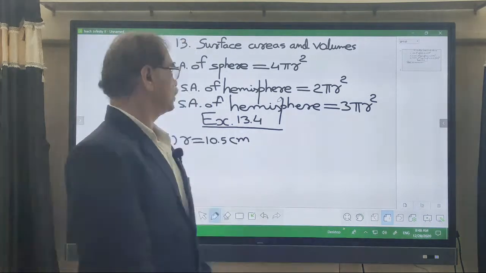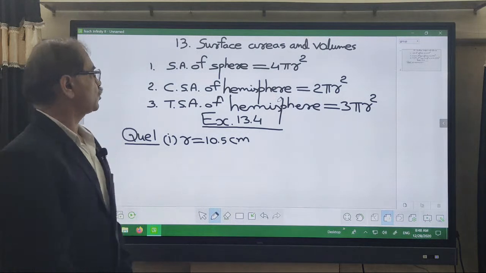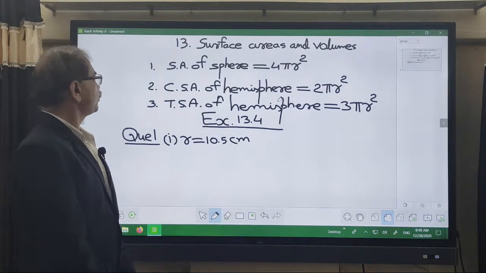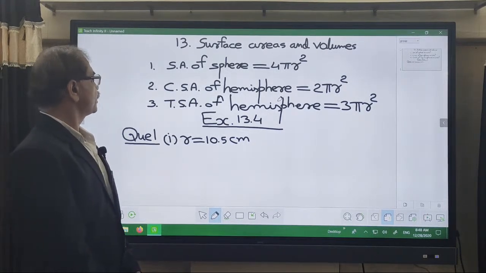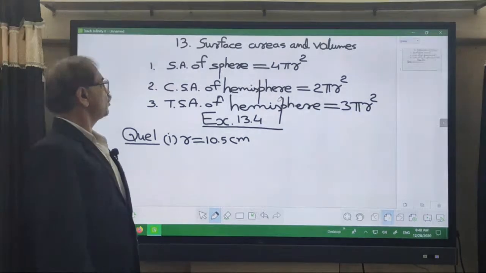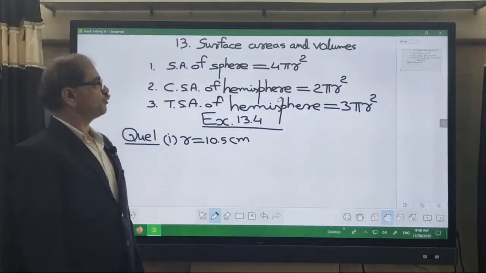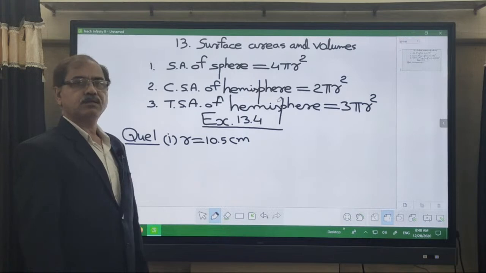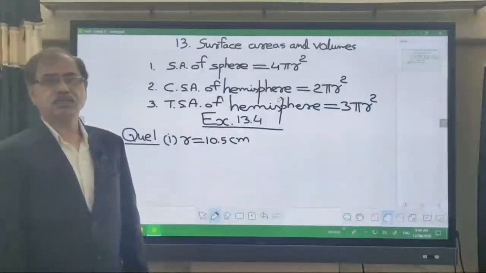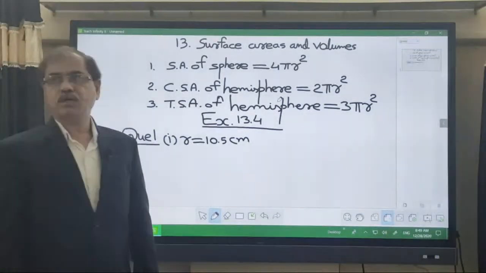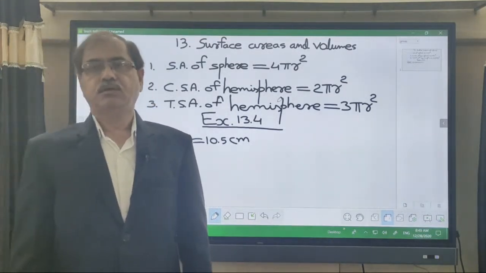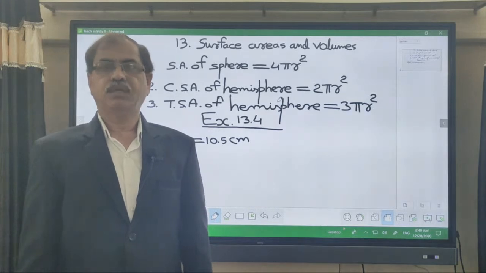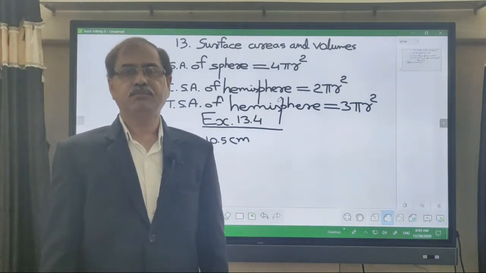As you can see now on the screen, I have written a total of 3 formulas. The first one is: surface area of sphere is equal to 4 pi r square. Again I repeat, surface area of sphere is equal to 4 pi r square, where r is the radius of the sphere. If we cut the sphere exactly into 2 parts, we get a new shape and we call it hemisphere. Hemi means half.